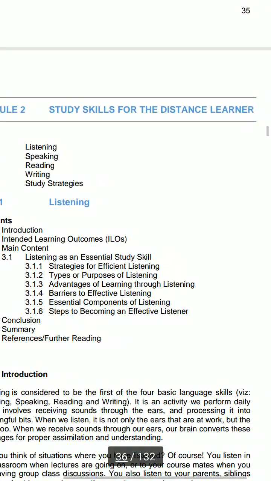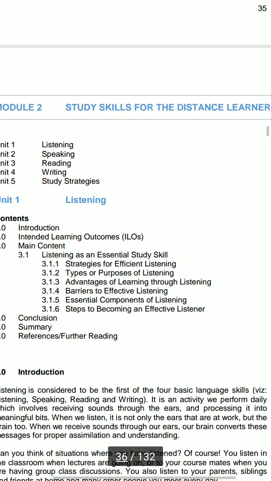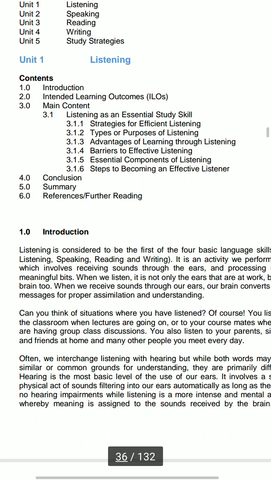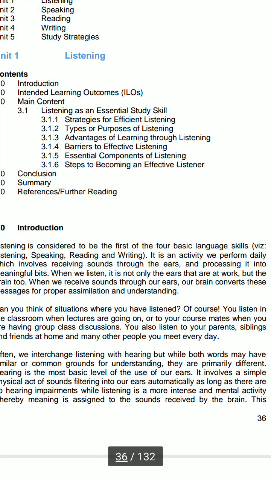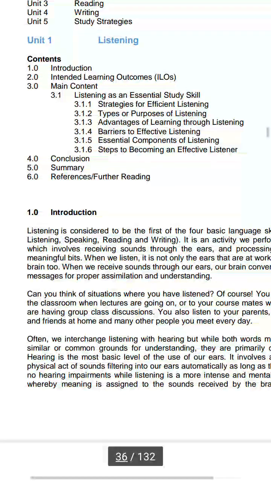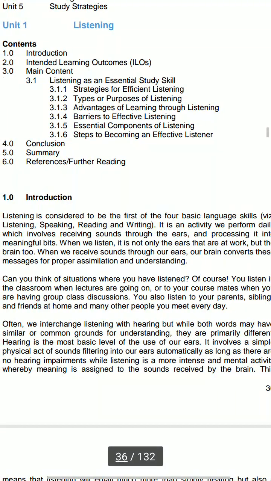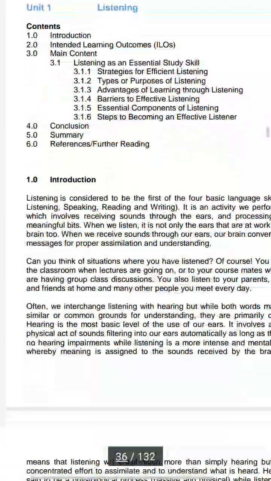Moving over to module 2, study skills for distance learners. Listening is considered to be the first of the four basic language learning skills. Listening is one of the first basic language skills which students need to learn. We also have speaking, reading, and writing. These are all basic study skills.